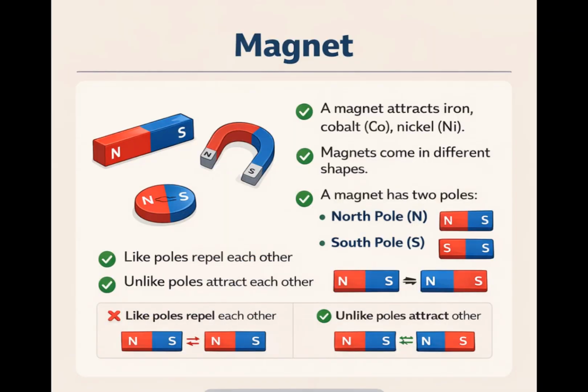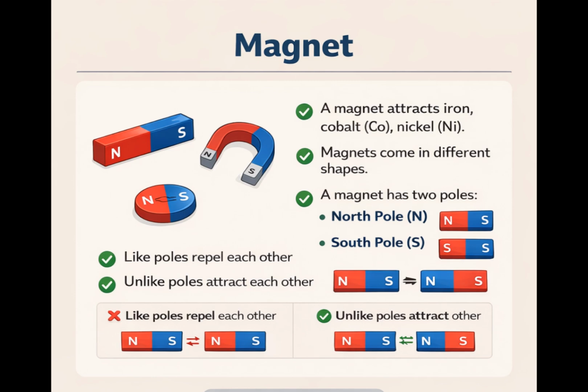What is a magnet and its types? A magnet is a material that attracts magnetic substances such as iron, nickel, and cobalt. A magnet has two poles. What are those? North pole and south pole.